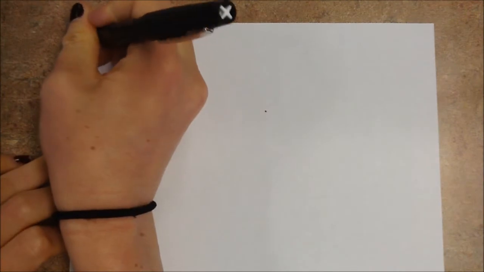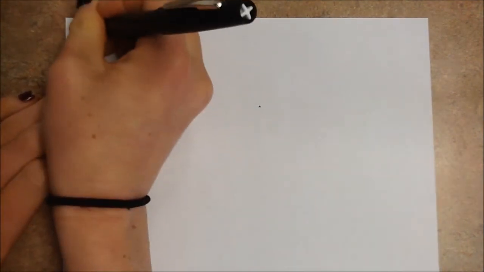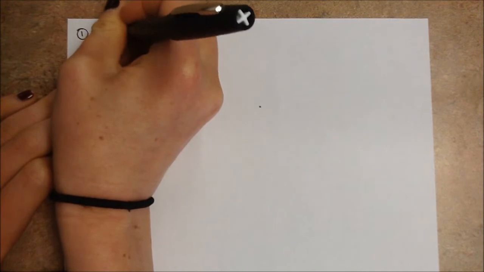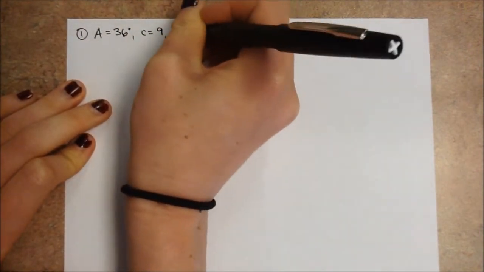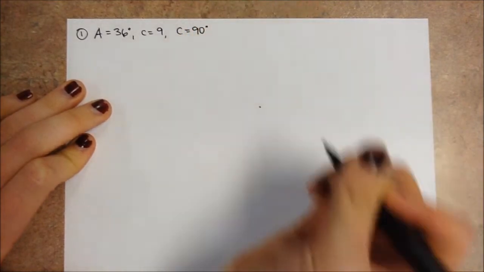Remember, I would have to specifically say that something is a right triangle, or it would have to be mentioned that one of the angles is 90 or something like that. Then you can use SOHCAHTOA and you can use the Pythagorean theorem. So in the first one, we've got A equals 36 degrees and C equals 9. And remember, you always get for free that capital C is 90 degrees.